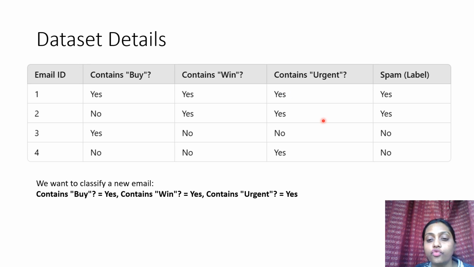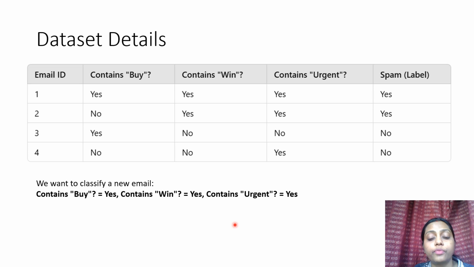From the data set, we have to learn one mapping function, so that whenever a new mail comes in with these 3 keywords, we can classify whether the new message is a spam message or not. Suppose the new message contains the keyword buy, the keyword win, and the keyword urgent. So if these 3 feature values are yes, yes, and yes, then what is the probability of the message being spam, or the probability of the message not being spam?